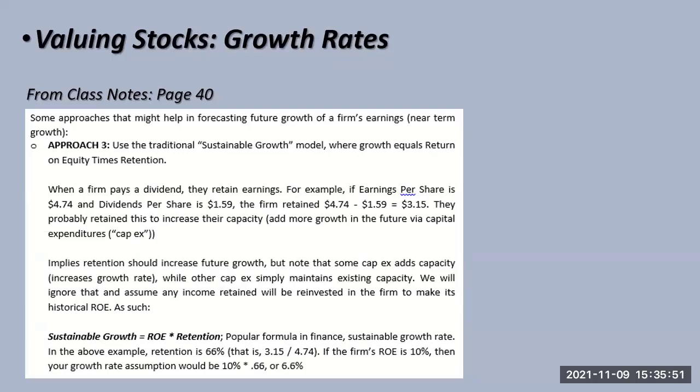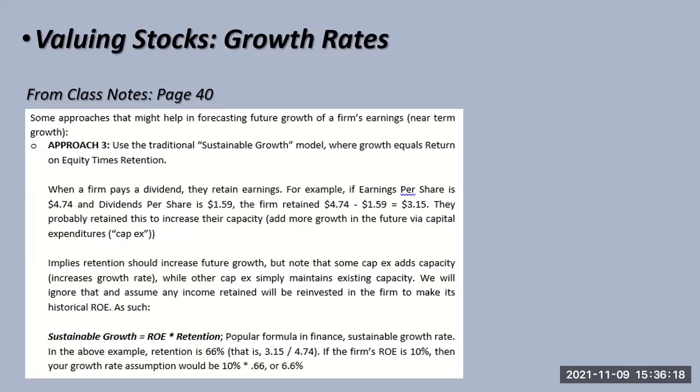So sustainable growth says a firm can grow at its return on equity times its retention. You should have gotten this in a previous class. So if the return on equity is 10% and they retain 100%, they don't pay any dividends, then they can grow 10%. If the return on equity is 10% and they retain 40% and they pay out 60%, then they can grow at 4%. It's that simple.